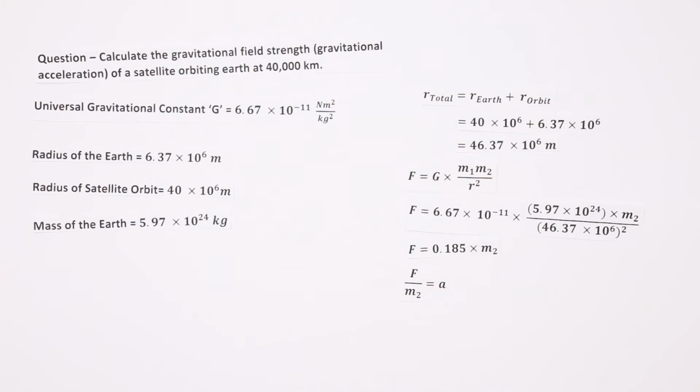We can then go and divide through by this mass to get the expression F divided by mass is equal to acceleration. Therefore, we have found that the acceleration of our satellite is equal to 0.185 meters per second squared. We have to remember that acceleration is a vector and you'll lose marks for not specifying the direction. So in this case, we should say that the acceleration is actually equal to 0.185 meters per second squared towards the center of the Earth.